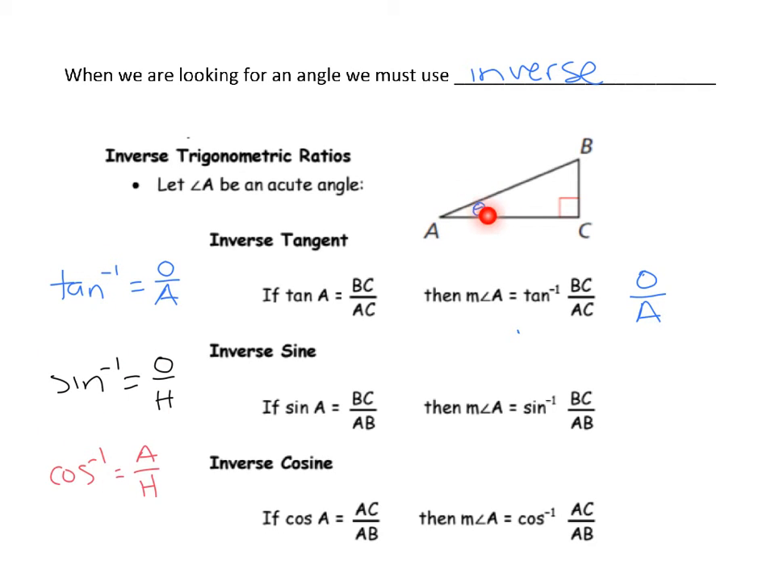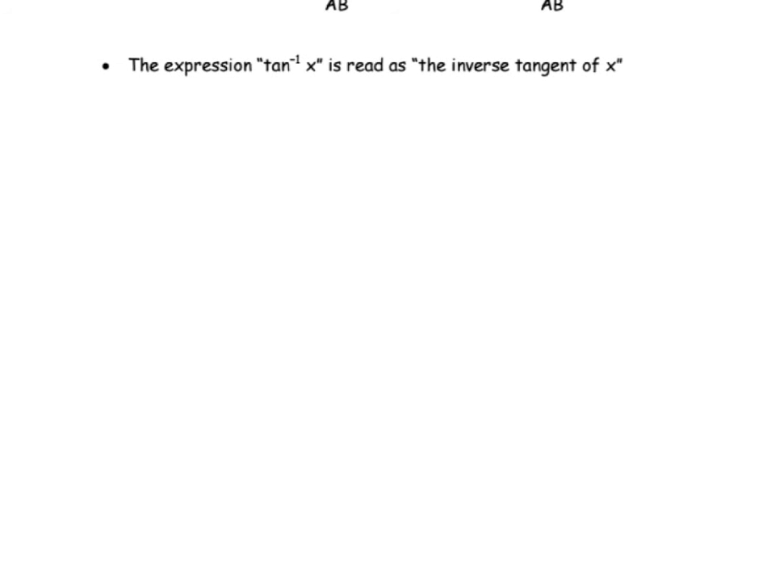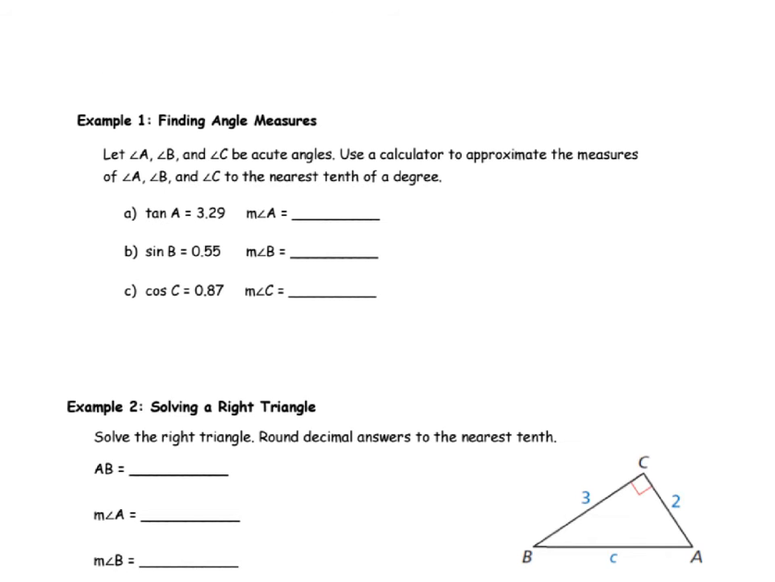So we don't know what the angle is, and we want to know what that degree is, that's what we would use. Now, the proper way of reading tangent to the -1 power of x is actually saying the inverse tangent of x, okay? So this is how we're going to refer to it whenever we see tangent raised to the -1 power. If we hear the inverse tangent, that's what it means.